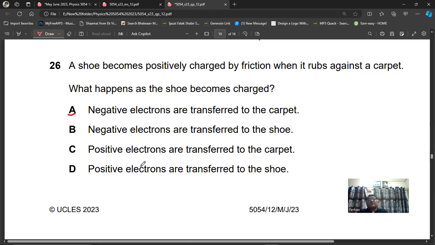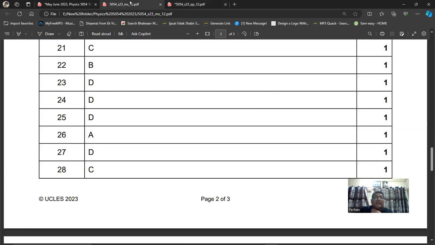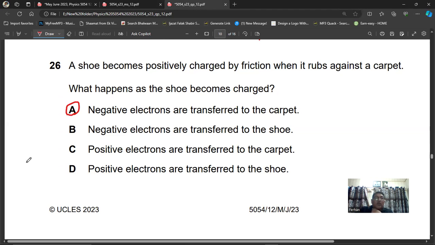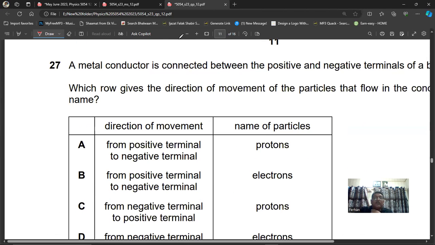Positive electrons are transferred to the carpet. There are no positive electrons. Positive electrons are transferred to the shoe. There are no positive electrons. So I think A looks the best option to me. Question number 26, A is the option, sir.